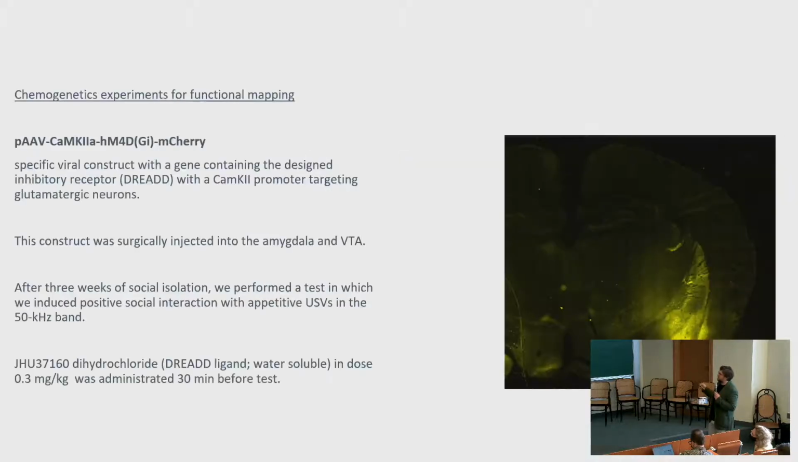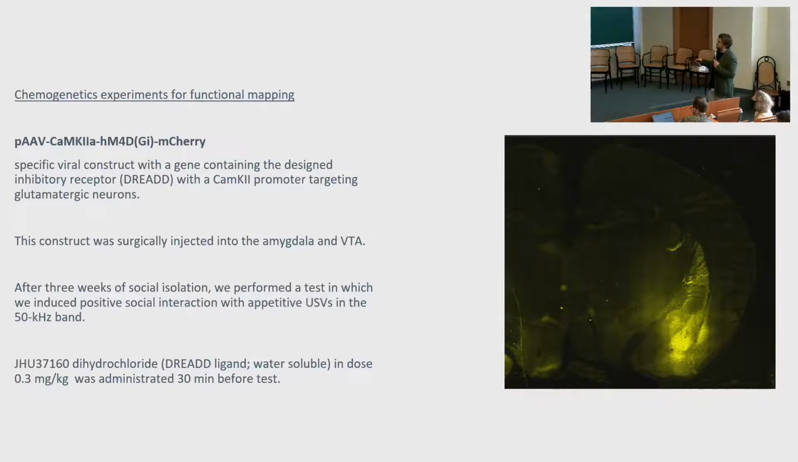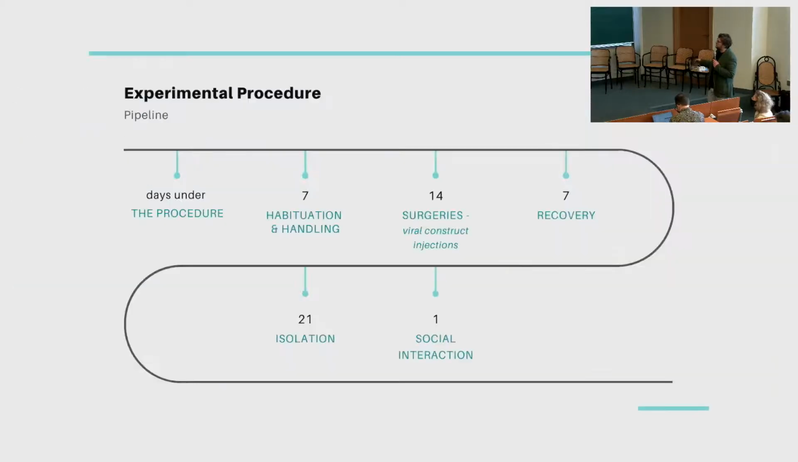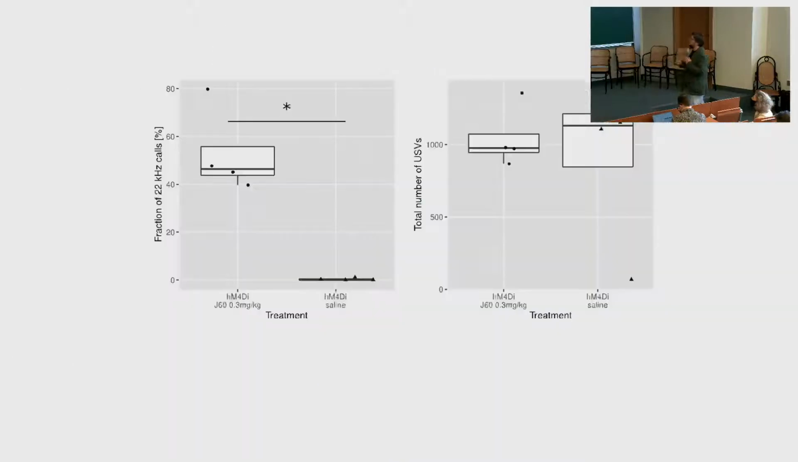So we did the first test. We used optogenetic methods. We injected the viral construct into the amygdala and the VTA. We used the social isolation test. Here is the pipeline of the experiments: habituation, surgeries, recovery, isolation, and social interaction. We found during this experiment that animals also produce different voices, by the analysis of the entropy.